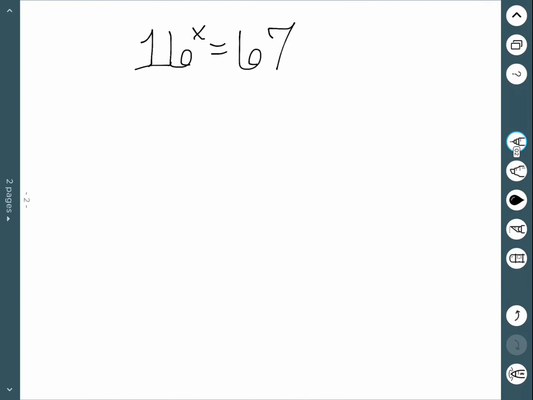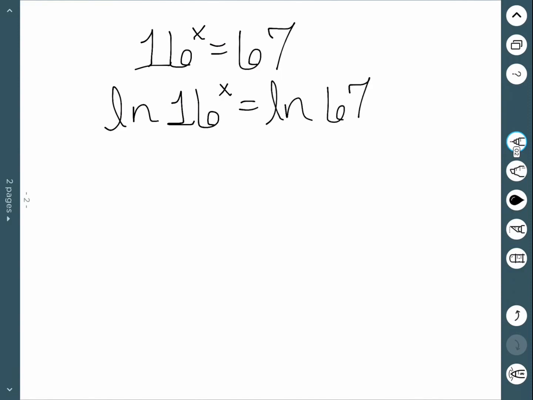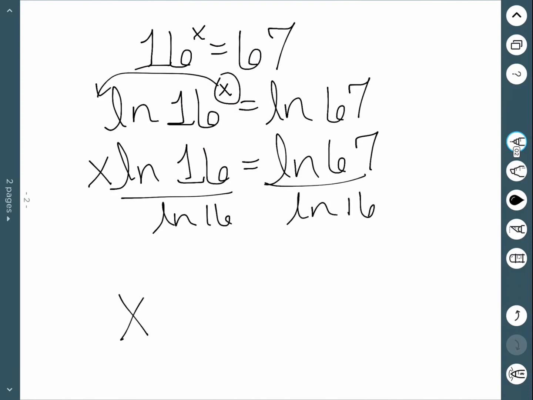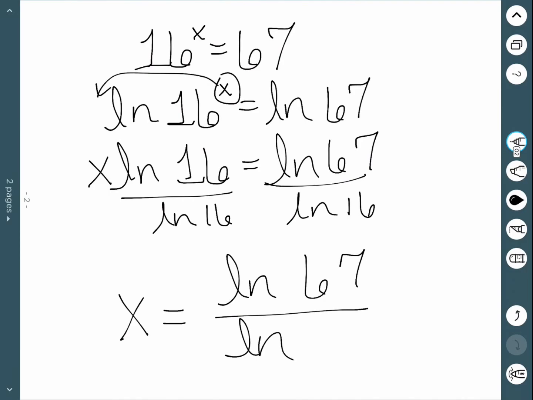Another one, 16 to the x power equal to 67. Once again, we'll take the natural log of both sides and get ln of 16^x equal to ln of 67. We can use the property that lets us move the exponent out front. So now I have x ln 16 equal to ln of 67. And then, since ln of 16 is just a number, we can divide both sides. I now get x equals ln of 67 over ln of 16.